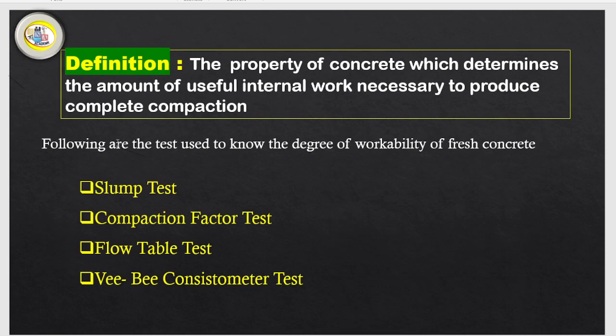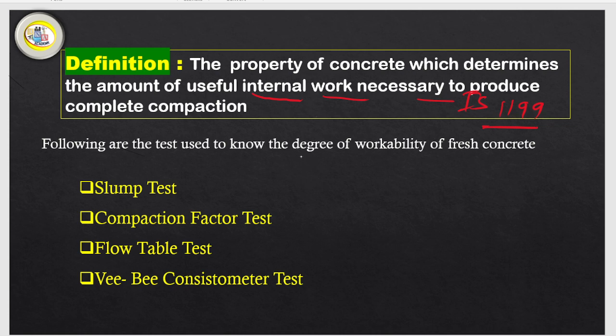Here is the definition: the internal work necessary to produce complete compaction. It means the work should be a minimum while placing the concrete. So it is the property of a concrete which determines the amount of useful internal work necessary to produce the complete compaction. This definition is provided in IS 1199.